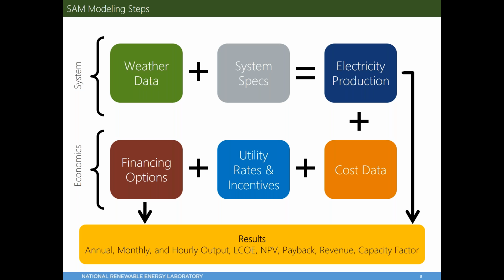Then you bring that down, start adding in the economic pieces, the cost data, utility rates and incentives, and the financing options. And so those three boxes, we've focused on the financing options, and Sarah will speak to that. We have made, through this process at least, less movement in terms of gathering and aligning utility rates and or cost data for India, and so that's still mostly on the India user base to deal with. And then the results are wide-ranging: annual, monthly, hourly outputs, LCOE, NPV, payback, revenue, capacity factor. So a variety of both technical outputs, power production outputs, as well as financial outputs.